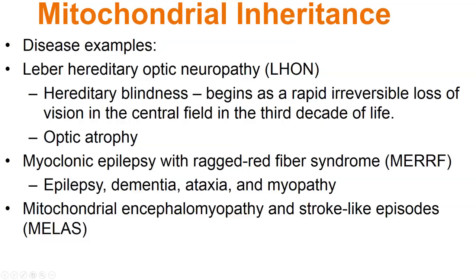Leber hereditary optic neuropathy, which causes symptoms in the eye. You also see it abbreviated as LHON. Myoclonic epilepsy with ragged red fiber syndrome, or MERRF, and mitochondrial encephalomyopathy and stroke-like episodes. Very hard to say, right? MELAS. Usually you'll see the abbreviations more commonly than you'll see the whole name listed out. Okay, MERRF, MELAS, and LHON are the three. And actually, for the most part, the names tell you what the symptoms are going to be.